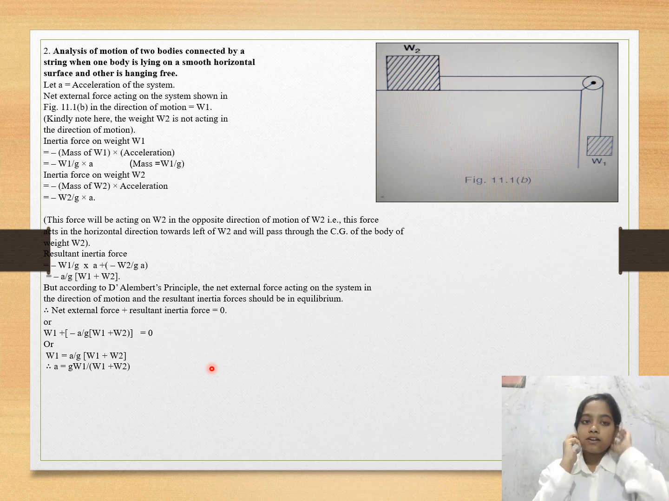I guess it's clear, because there are two types of analysis. For the first one, it was when two bodies are connected through a string. But here, it is when one body is lying on a smooth horizontal surface and the other one is hanging. Therefore, only one weight is taken and the other weight is not taken, as it is only lying.